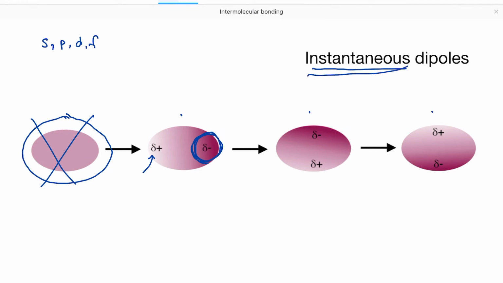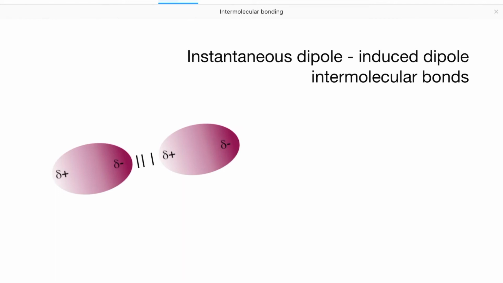The instantaneous bit is key because a fraction of a second later, as we can see through my series of pictures here, all the electrons are going to have moved to a different area of the molecule, and the delta negative and the delta positive will change. All of which brings us neatly to our last type of intermolecular bond, instantaneous dipole, induced dipole intermolecular bonds.